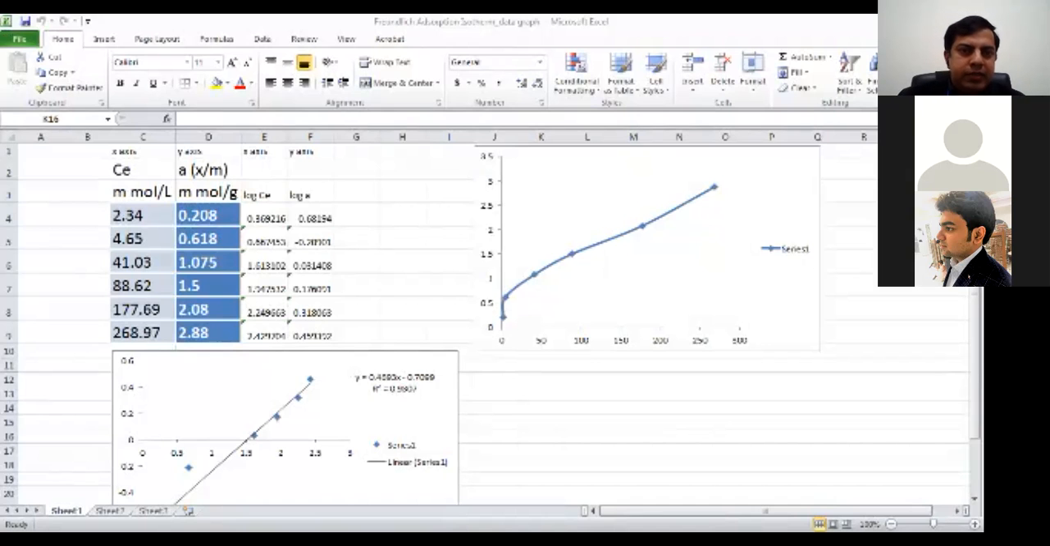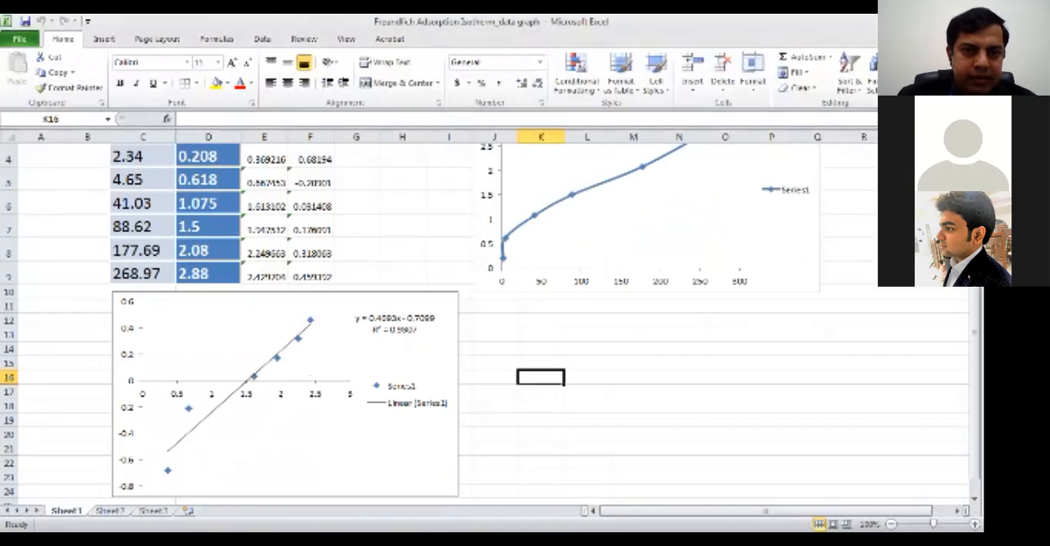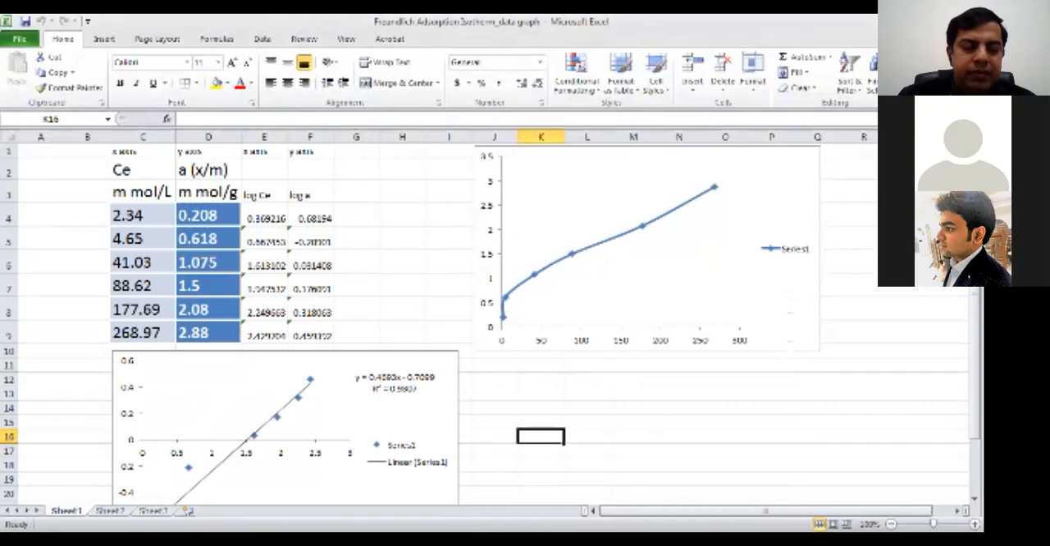So let's suppose this is the data, and maybe some of you already know how to plot this. This is the data of CE, and this is the X over M, which you will get through the titration. This is the remaining concentration, and this is the amount of adsorbate X adsorbed per 1 gram of the activated charcoal. Let's suppose this is the data you are getting through your titration.